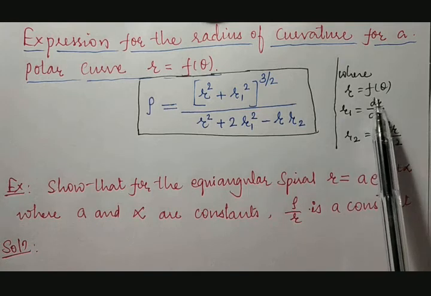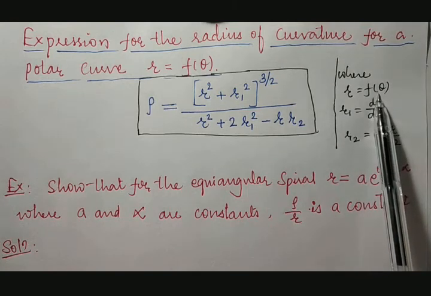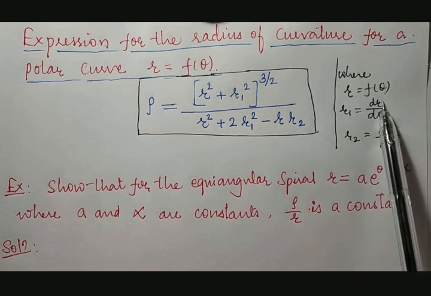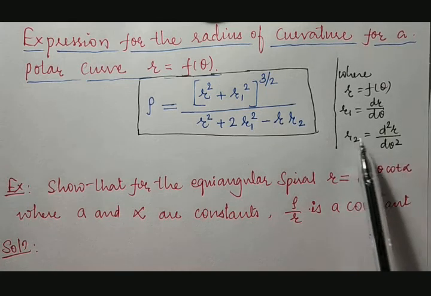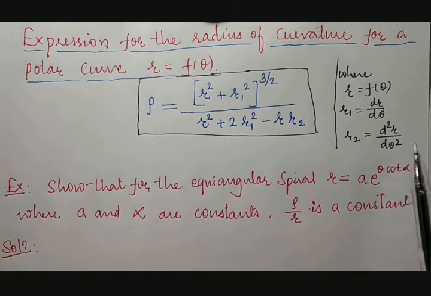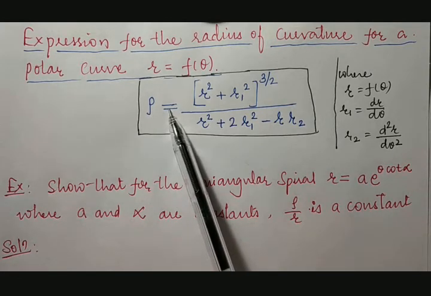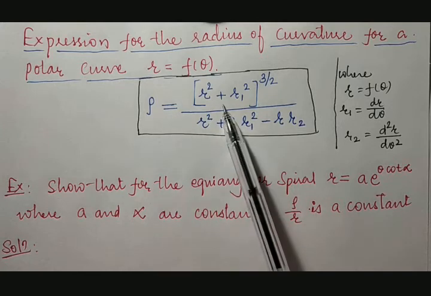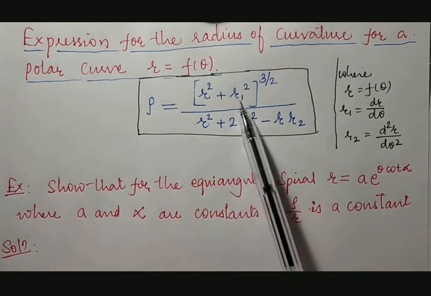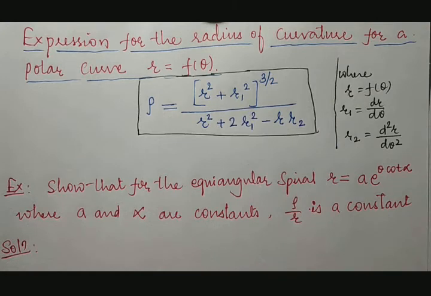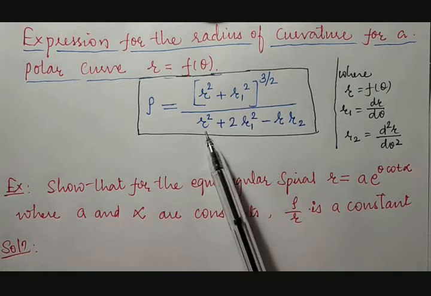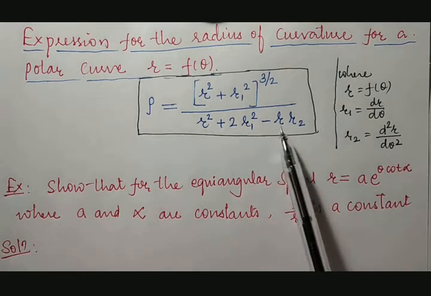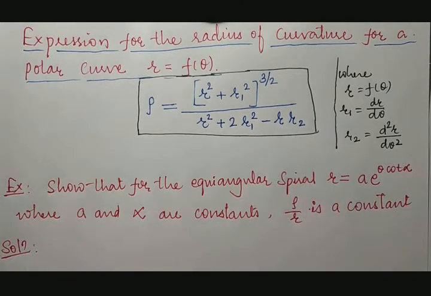Here I'll use the notations first. r means the given curve. r1 is nothing but differentiating that curve with respect to theta. r2 is nothing but differentiation of that curve with respect to theta at second order. So rho, which is the radius of curvature, is equal to (r square plus r1 square) raised to 3 by 2 divided by (r square plus 2 r1 square minus r into r2). This is the expression to obtain the radius of curvature in polar form.